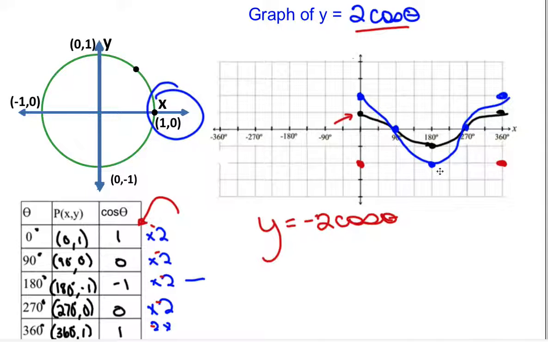And what you can kind of start thinking too is, smack dab in the middle, it's going to do the opposite. So what used to go down is now going to go up, and the zeros are going to stay exactly the same. So you kind of start seeing little patterns, which should make it a little easier to graph.